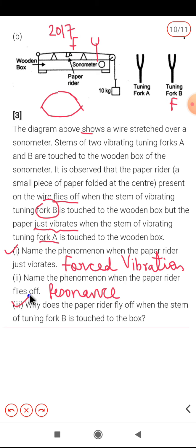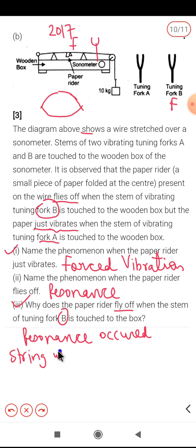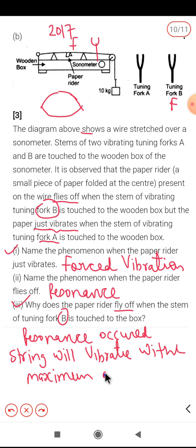Why does paper rider fly off when the stem of tuning fork B is touched on the box? So resonance occurred and string will vibrate with the maximum amplitude. Maximum amplitude is a keyword here, and due to that the paper rider fell off.